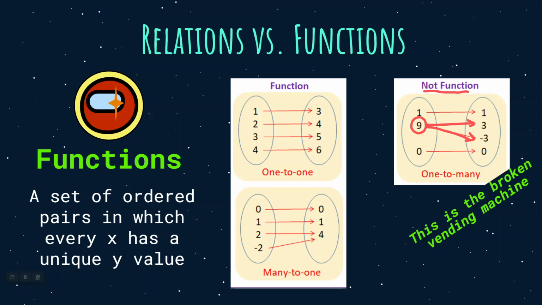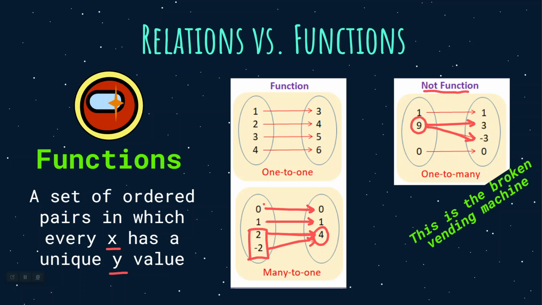So a function is a set of ordered pairs in which every x value has a unique y value. This goes to 1, this goes to 1, this goes to 1, this goes to 1. There is one line coming out of each of those. Otherwise, it would be the broken vending machine where I'm pushing a button and getting different things each time. It doesn't matter that I have 2 lines coming to this 4. That's still a function. You can have a different input and get the same output. But you can't have the same input and then somehow get a different output each time.